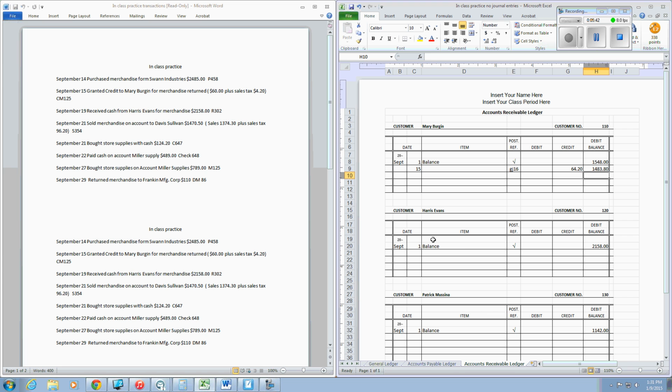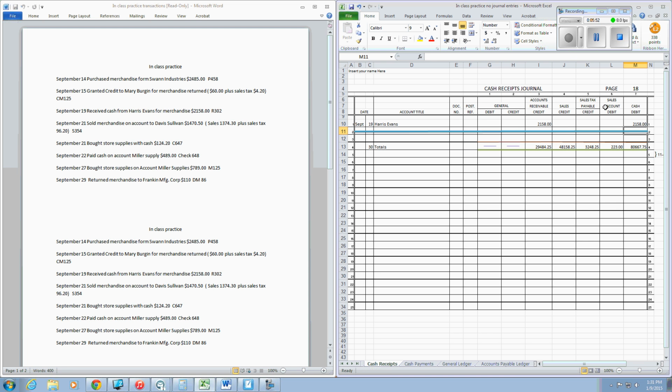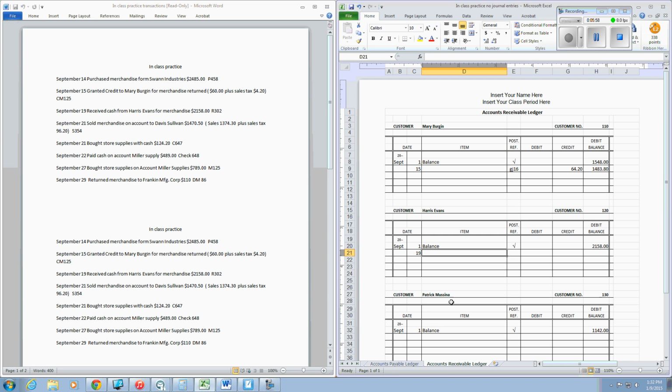I go find Harris Evans and I put the date. The date is the 19th. Where did we find that information? Well, we found it in the cash receipts journal, right? Page 18. So let's go back here, cash receipts journal, page 18. So CR 18. And did we debit or credit that? We debited that for the 2158.